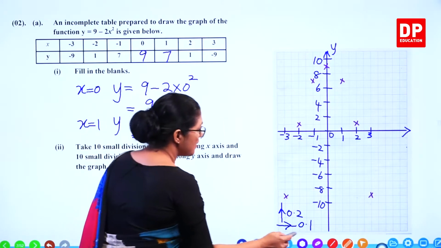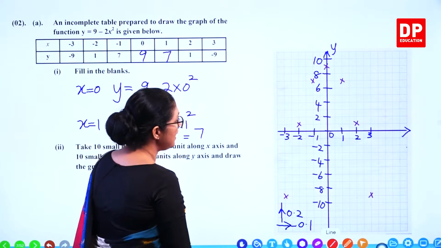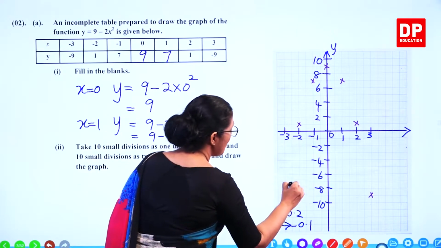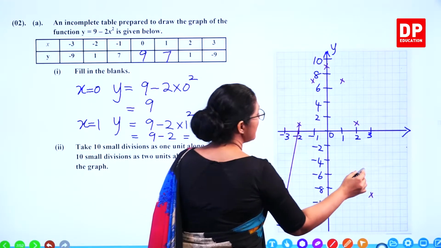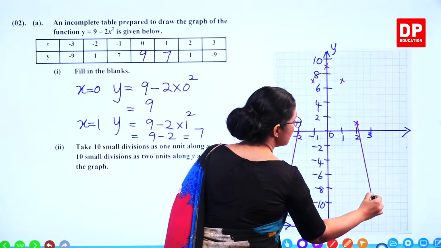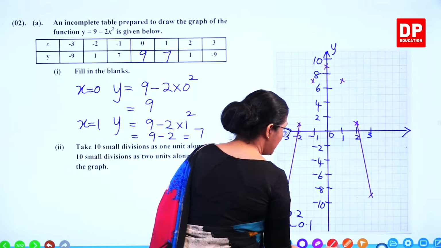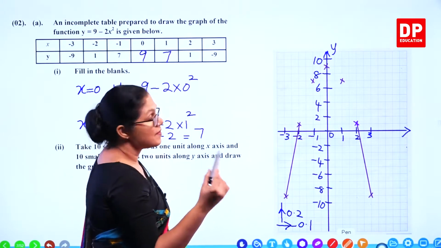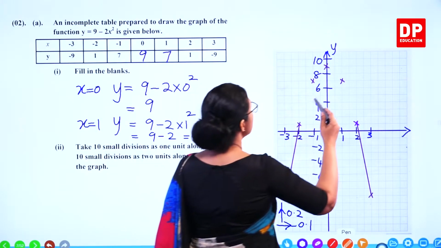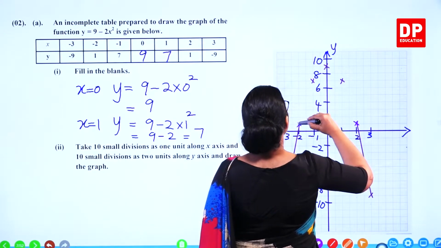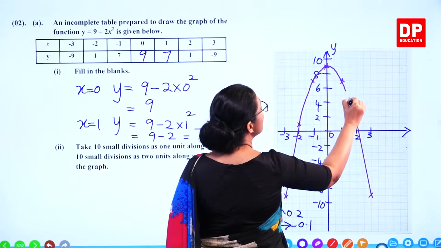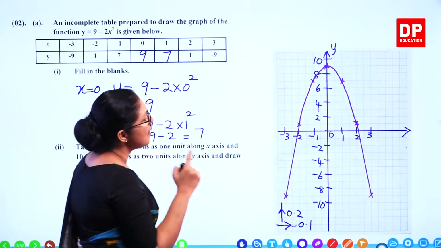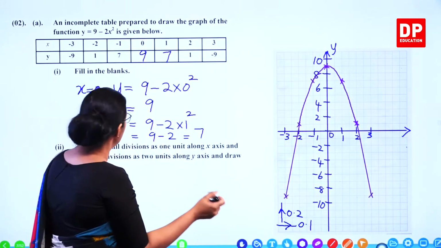Now you can smoothly connect. So I'm taking the ruler only to draw the line only here to here. Then you can use the pencil, smoothly connect the other points. So here to here we have to draw. Here and then here. So this is the quadratic graph.